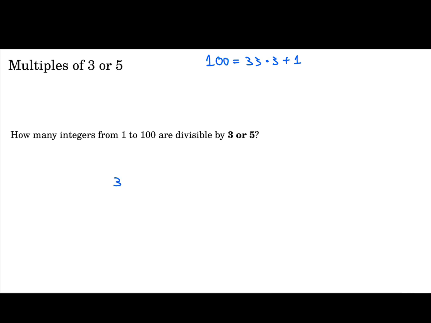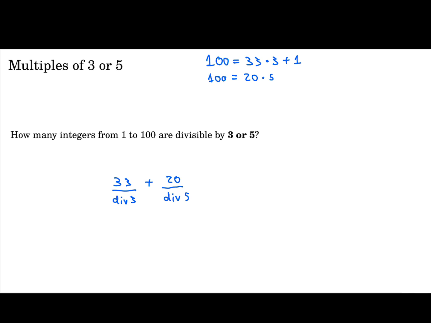So the numbers divisible by 3 are 33, plus the amount that are divisible by 5. Of course, 100 is equal to 20 times 5 plus 0, right? So there are 20 numbers that are divisible by 5. And so maybe one could think that the amount of multiples of 3 or 5 between 1 and 100 is just add up 33 and 20 and you get 53.